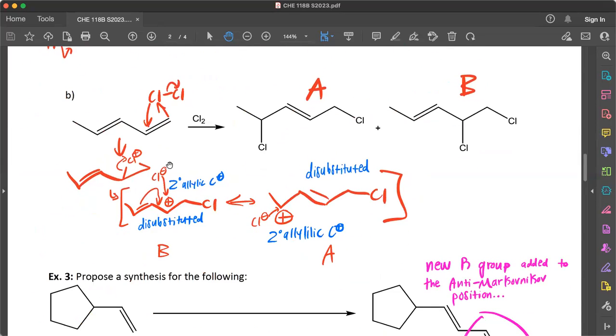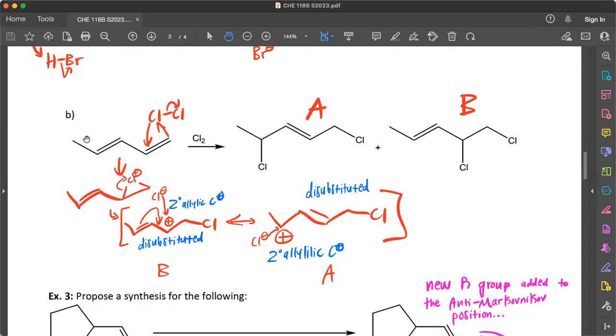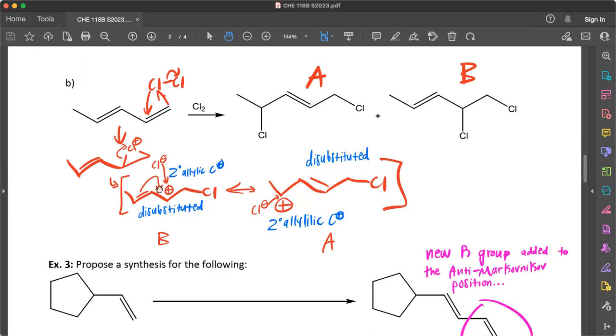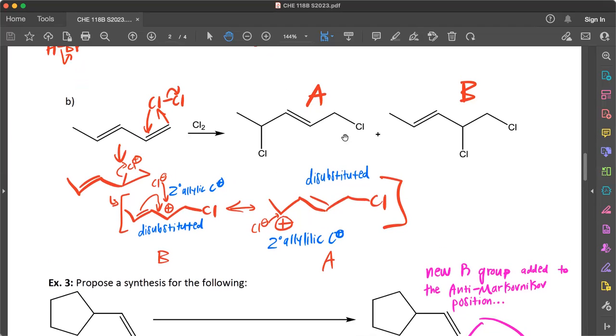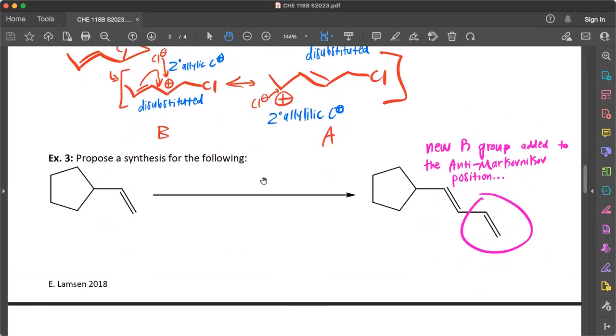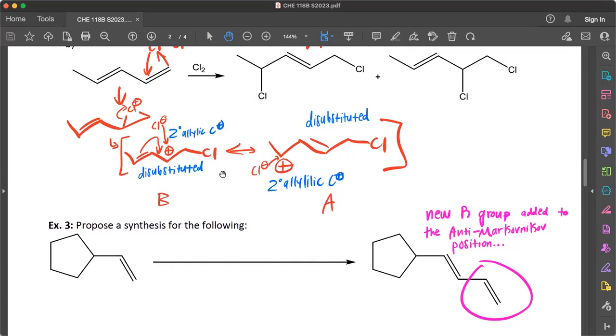Now let's move on to the next part. We see here we have Cl2. When we react it with this alkene over here, we're going to form this chloronium ion. We want to form the secondary allylic carbocation. And once we form that, we could do resonance with that. Both these resonance forms have secondary allylic carbocations, and they're both disubstituted. So since they're both equally stable in terms of the carbocation intermediate and double bond, they're both the thermodynamic product and also the kinetic product as well. Now let's move on to the synthesis problem.